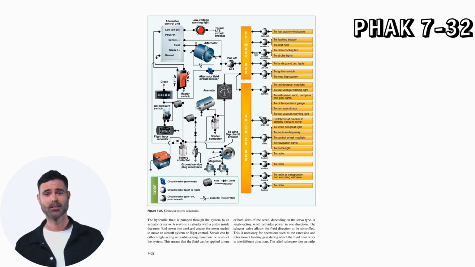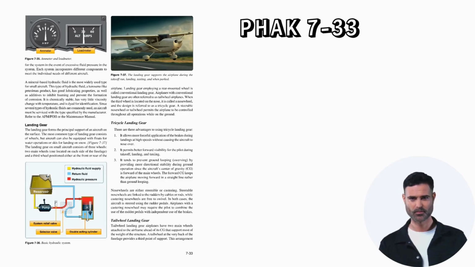A single-acting servo provides power in one direction. The selector valve allows the fluid direction to be controlled. This is necessary for operations such as the extension and retraction of landing gear, during which the fluid must work in two different directions. The relief valve provides an outlet for the system in the event of excessive fluid pressure in the system.